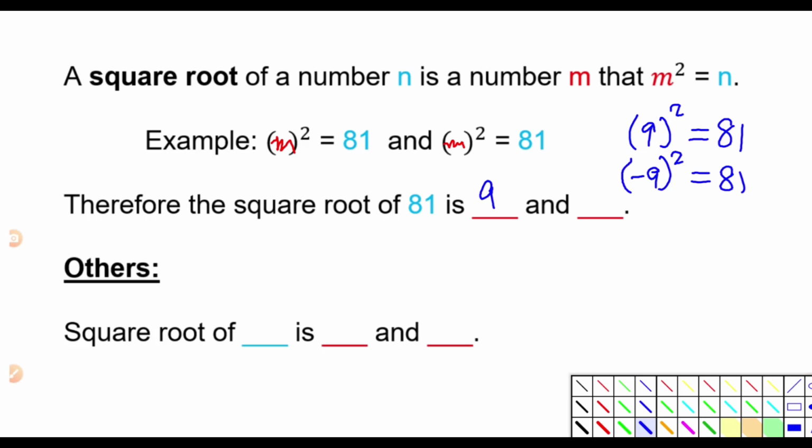Okay, so when we're doing these problems, we're taking square roots. For every positive number, there's going to be 2 square roots. There's going to be the positive value, and there's going to be the negative value. So we're going to have 2 different square roots.